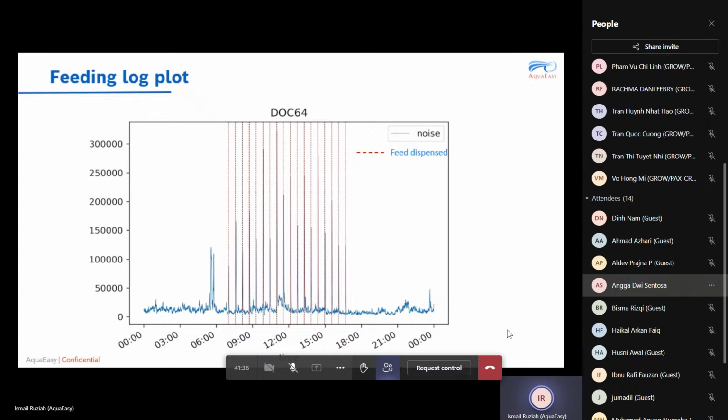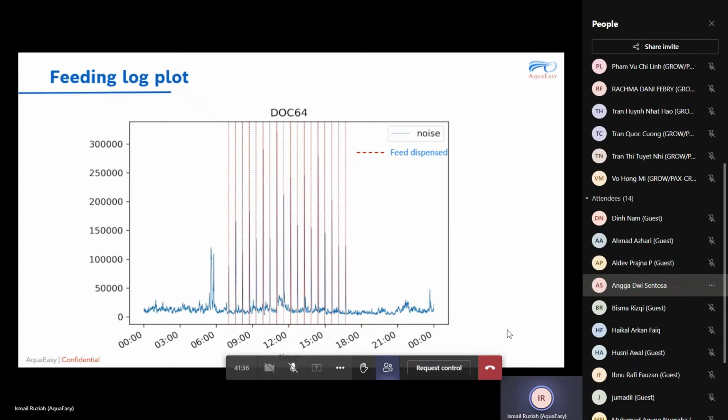The next input is a stocking number. So we need to know the initial stocking density. If the stocking number is quite different from the true number in the pond, it also will impact the feeding table. The third one is mortality.